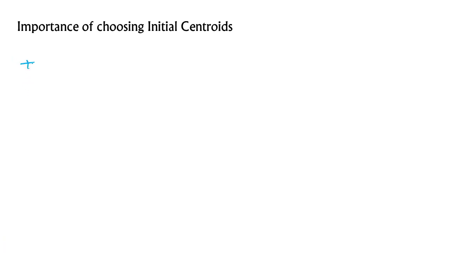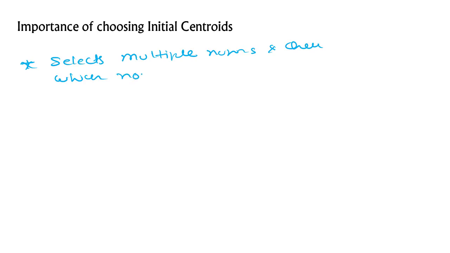It takes a sample of multiple numbers and checks which one minimizes the SSE, which means minimizing the intra-cluster distance. So that's K-means++, and it is usually used everywhere rather than random initialization.